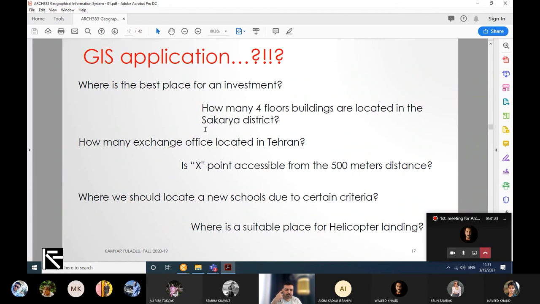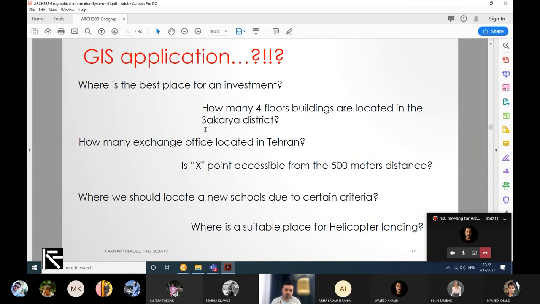We want to know what is a possible route from a specific point within, let's say, a 500 meter distance. Let's say he wants to go from the university to the castle. You want to know how many possible routes are available. I'm going to give you a military example. You want to learn where is the best place for landing the helicopter.